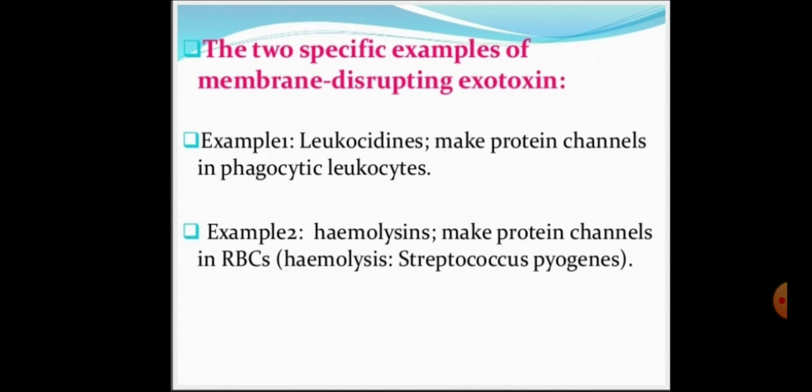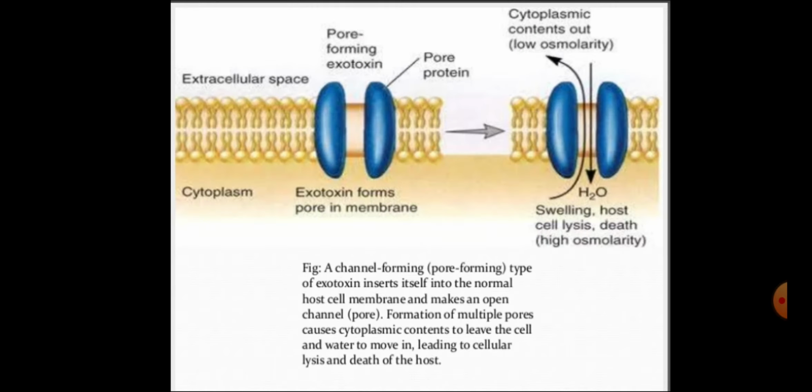The two specific examples of membrane disrupting exotoxins are, number one, leukocidins. They can make protein channels in the phagocytic leukocytes. Example two are the hemolysins, which make protein channels in RBCs. Here we can show in this slide the exotoxin forming a pore in the membrane.